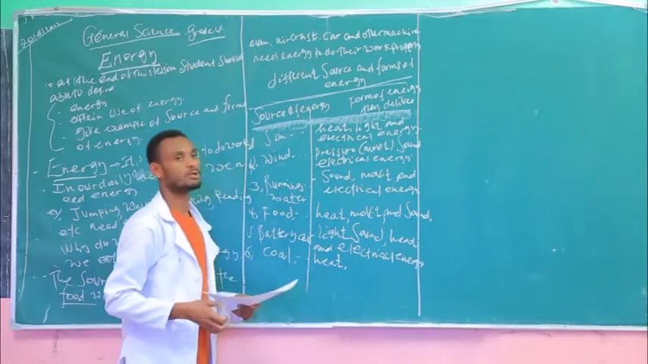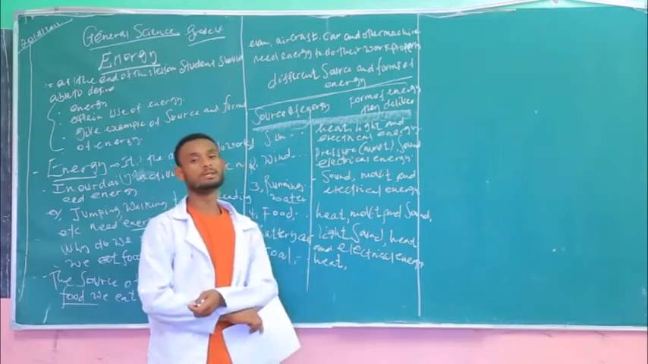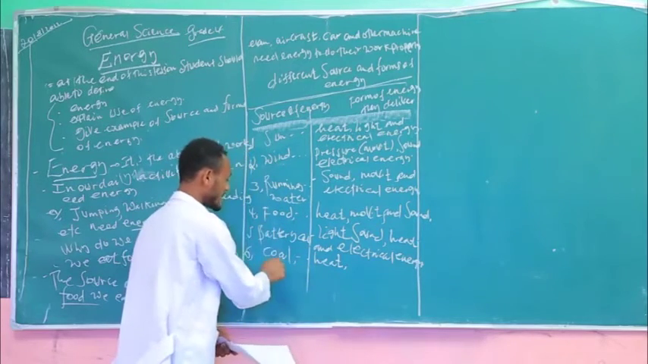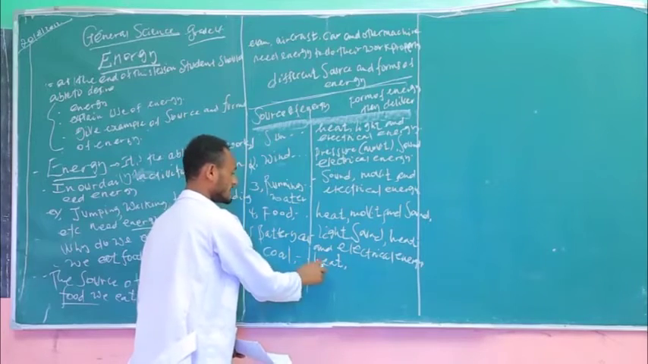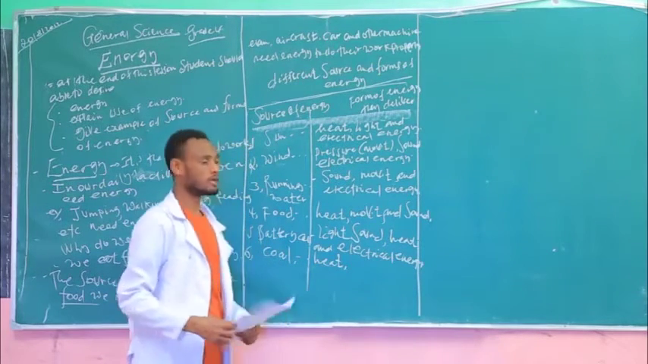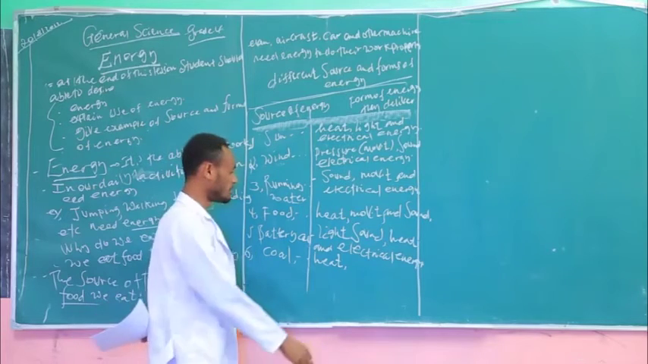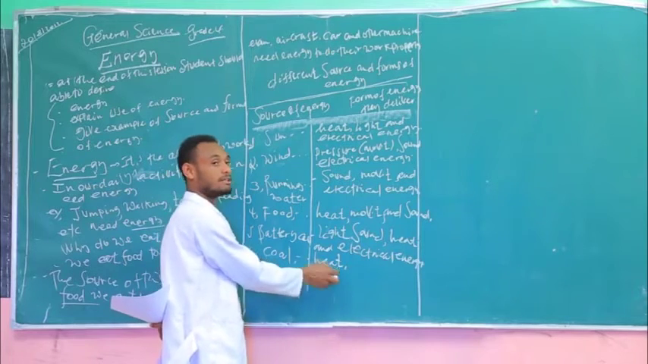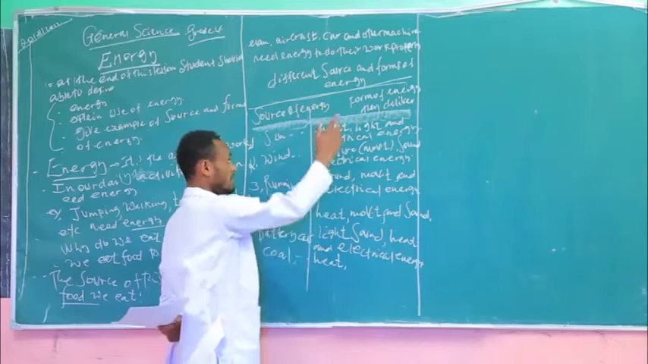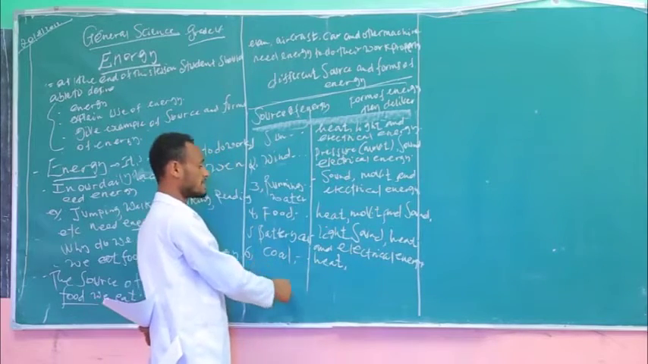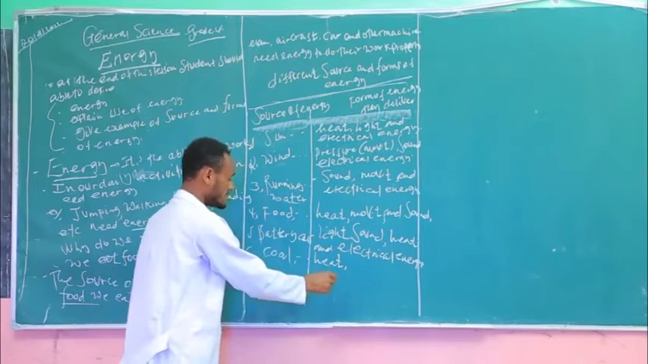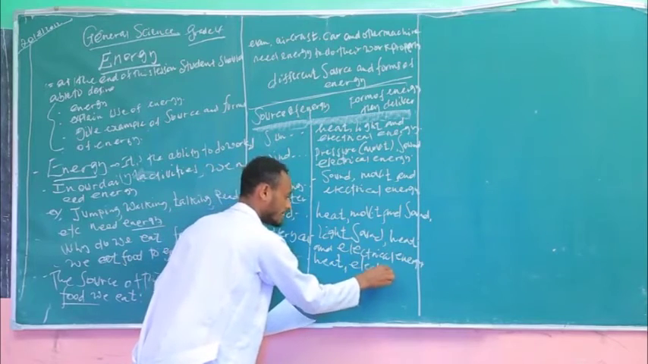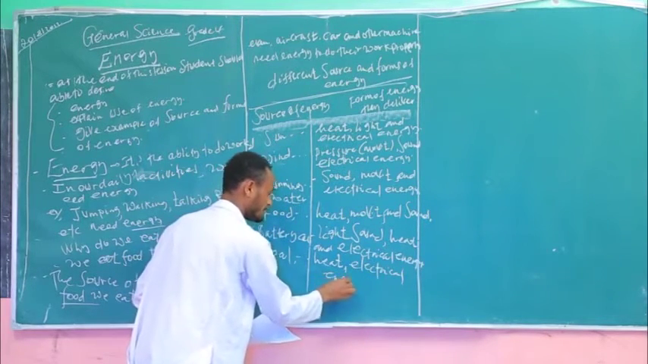You see, students, in ancient times, different people used coals to get energy in the form of heat. So the energy which will be delivered from the coal is in the form of heat. Second, it is in the form of electrical energy.